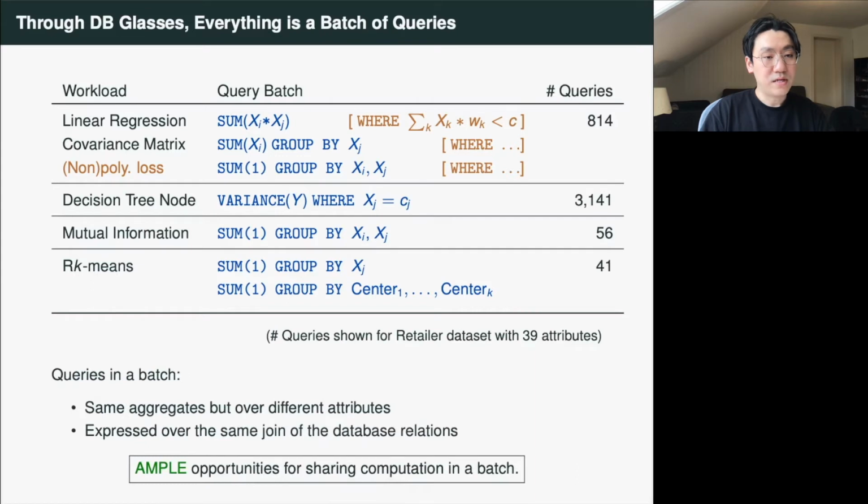For our database example with 39 attributes, out of which about a third are categorical, we get over 800 aggregates, for instance, to learn regression models. The queries for a particular model would have the same aggregates but over different attributes, and they are all expressed over the same join of the database relations. This suggests that there are ample opportunities for sharing computation of the queries within a batch.